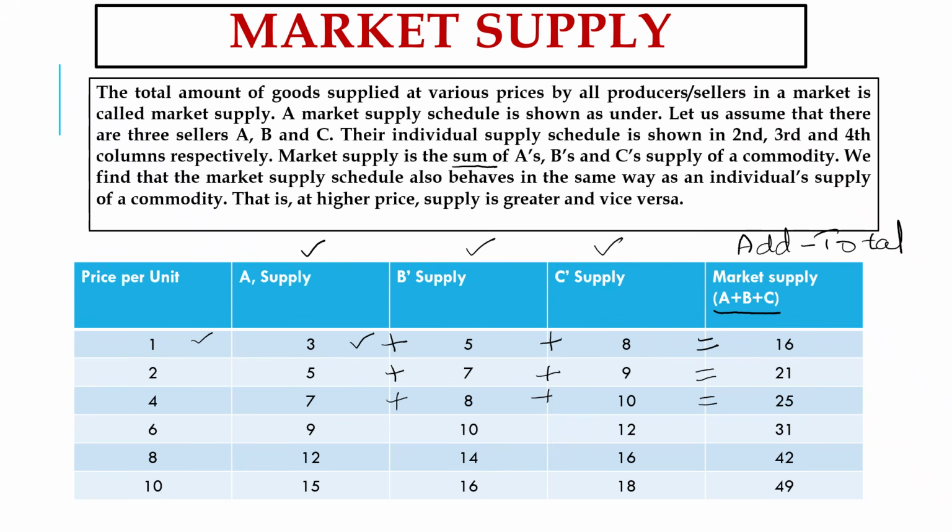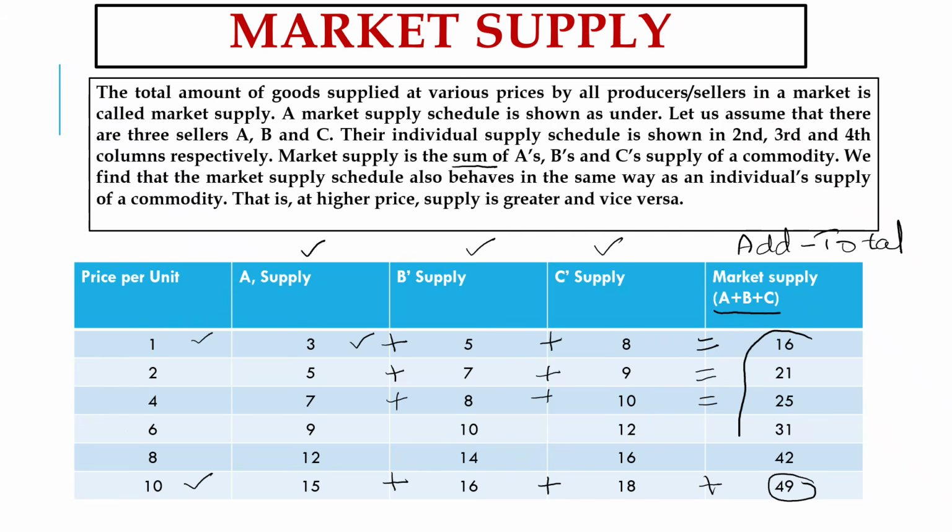Similarly, when the price increases to 10, you see quantity supplied by A is 15, quantity supplied by B is 16, we add 15 plus 16 is 31, and quantity supplied by C is 18, we add this, 31 plus 18 is 49. So this is my market supply.